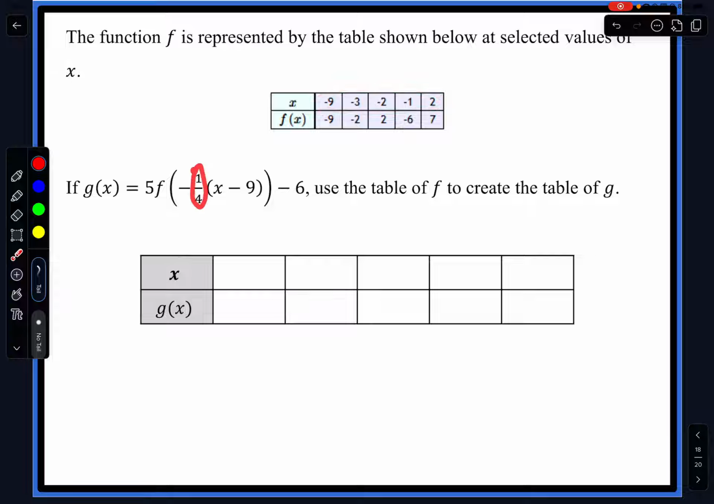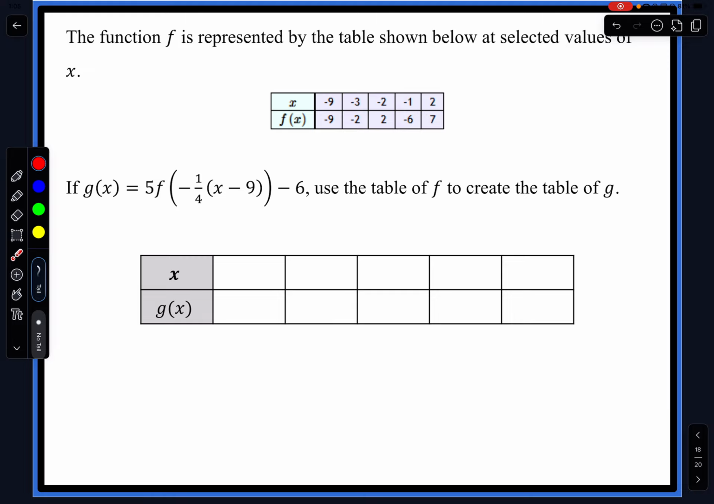Now, what's the 1/4 going to do? The 1/4 is going to make everything move further away from the y-axis. It's going to result in a horizontal stretch. Mathematically, this means that our x values are not going to be multiplied by 1/4, because that would make them closer. It does the opposite. It makes them move farther away. So we're going to divide by that value.